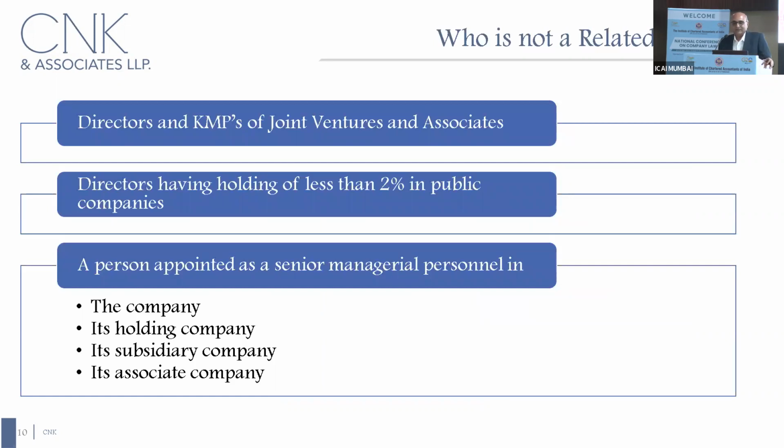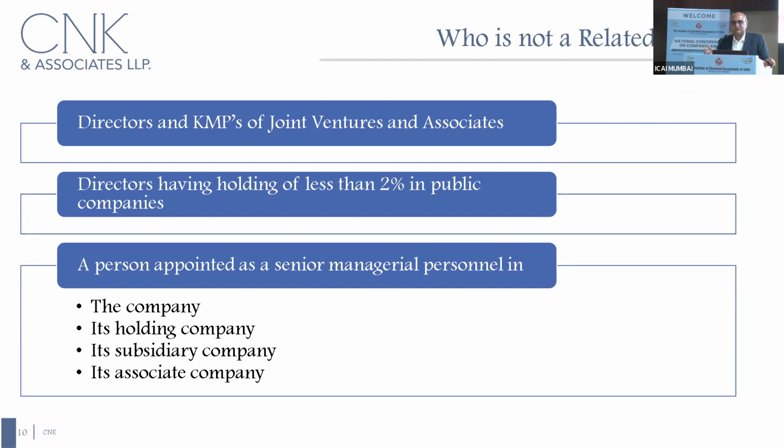Who is not a related party? Directors and KMPs of joint ventures and associates are not related. If you are an associate or a joint venture, typically your holding would be less than 50%, and you are not supposed to have control over that entity.